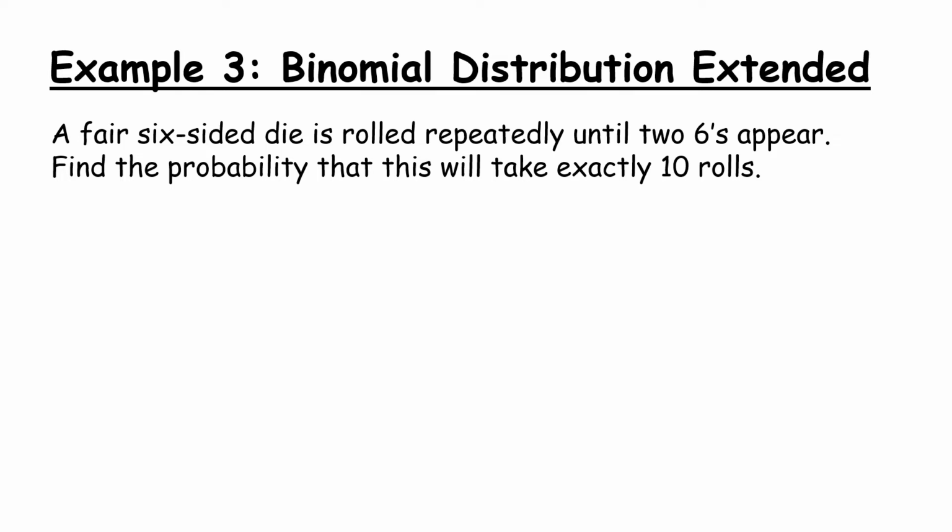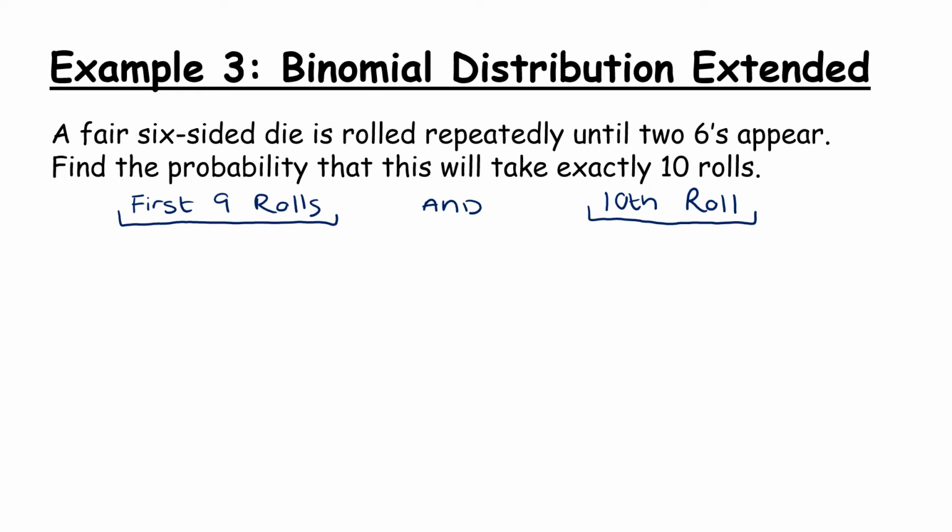We're going to keep rolling until 2 6s appear, so we can break this question into 2 pieces. We're going to break it into the first 9 rolls. And, that word and coming back to us, and meaning multiply, the 10th roll. Now, if we're going to keep rolling until we get 2 6s, what must have happened on that 10th roll is we got the second 6. Now, I actually don't care that it's the second 6. All I care is that I got a 6. So the probability of that happening is 1 in 6. The word and means we're going to have multiplication.